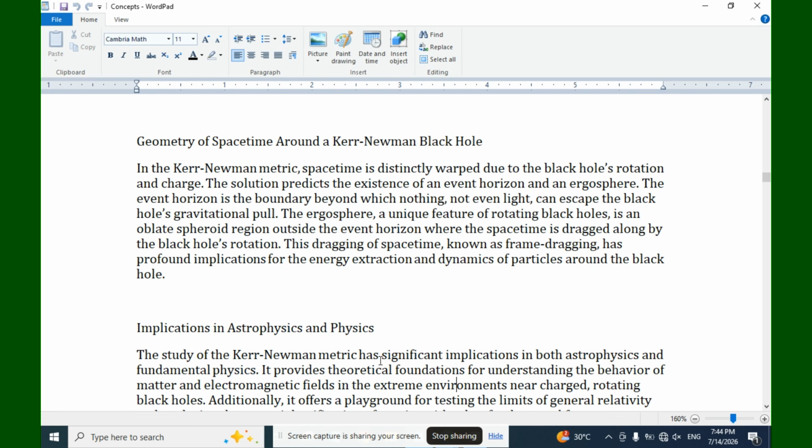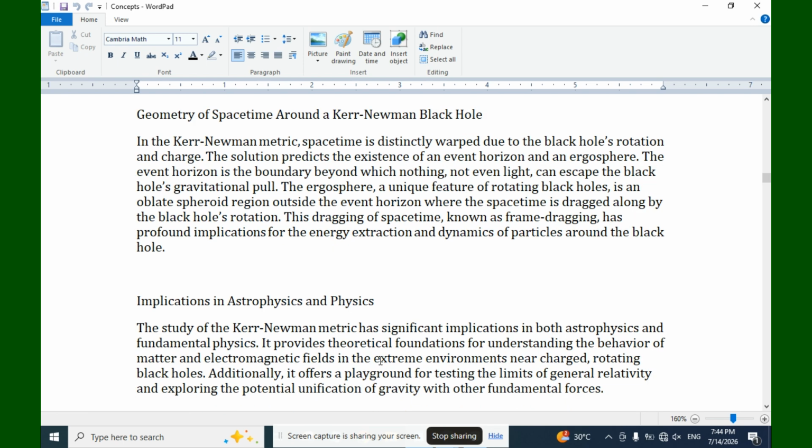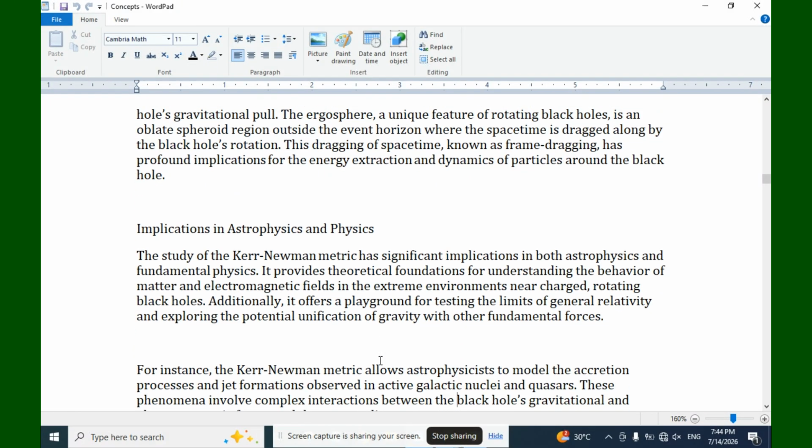The study of Kerr-Newman metrics has significant implications in both astrophysics and fundamental physics. It provides theoretical foundations for understanding the behavior of matter and electromagnetic fields in the extreme environment near charged rotating black holes. Additionally, it offers a playground for testing the limits of general relativity and exploring the potential unification of gravity with other fundamental forces.